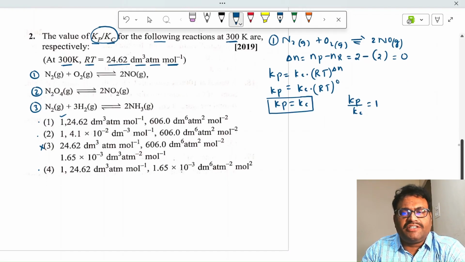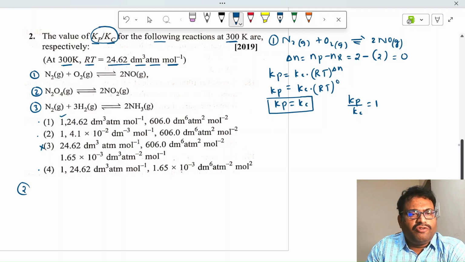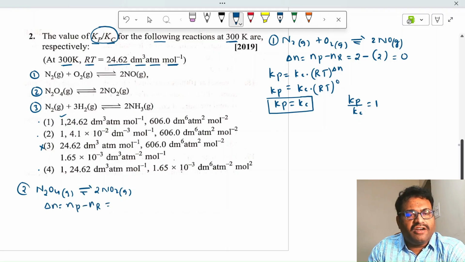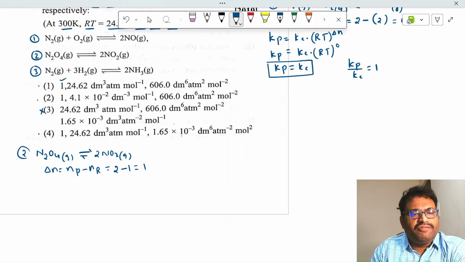Let us see the second reaction. What is given? N2O4 gaseous is converted into 2NO2 gaseous, right? What is delta N here? Delta N is equal to Np minus Nr, that is equal to 2 minus 1, that is equal to 1. Okay, delta N is equal to 1. When delta N is equal to 1, then we know that Kp is equal to Kc into RT power 1.